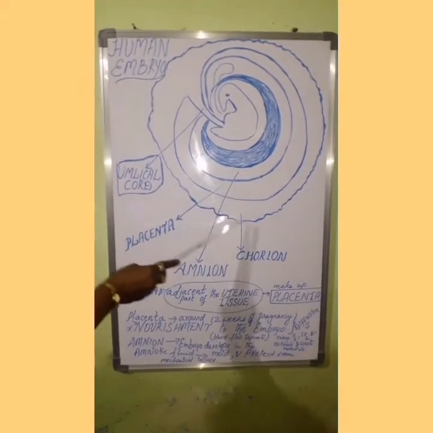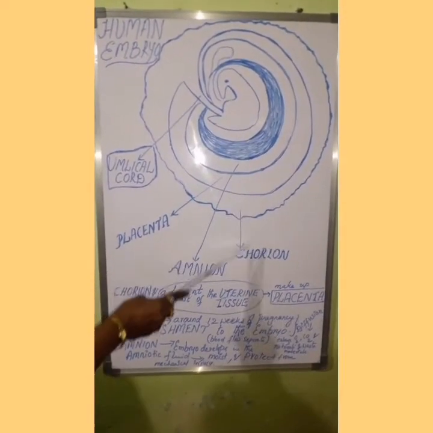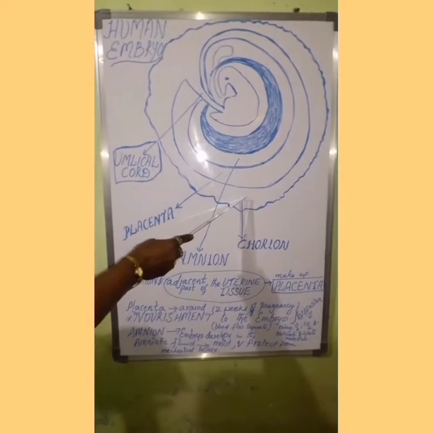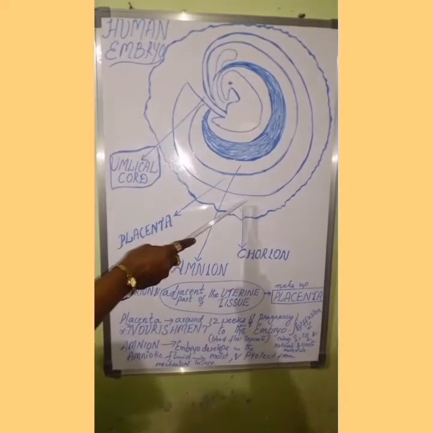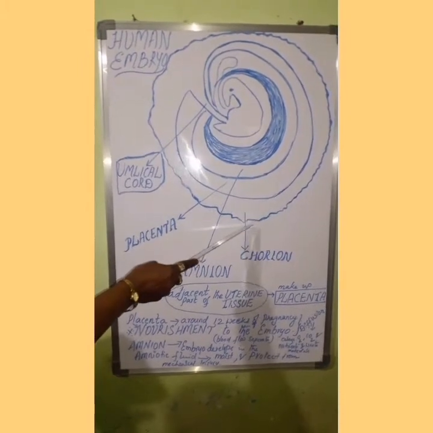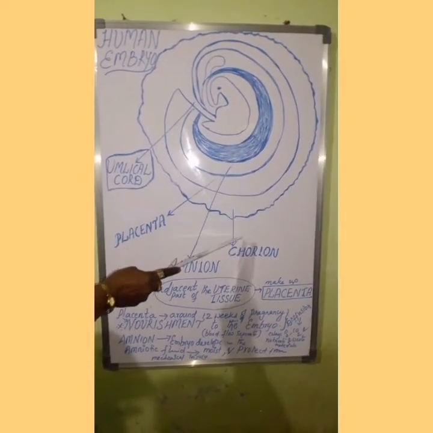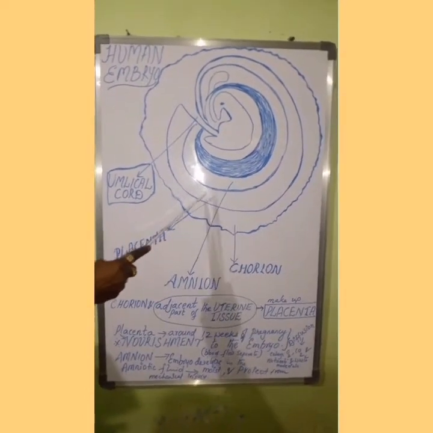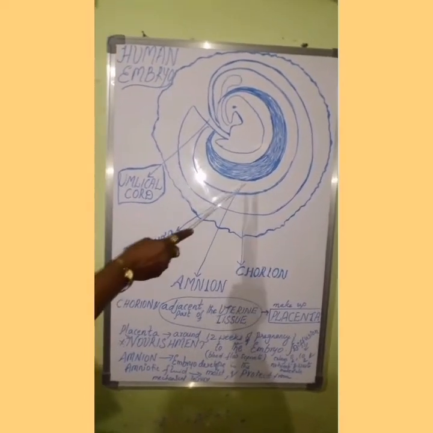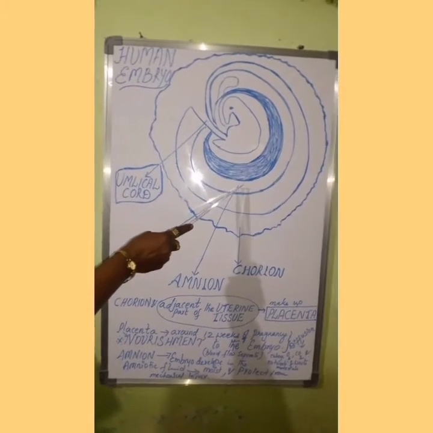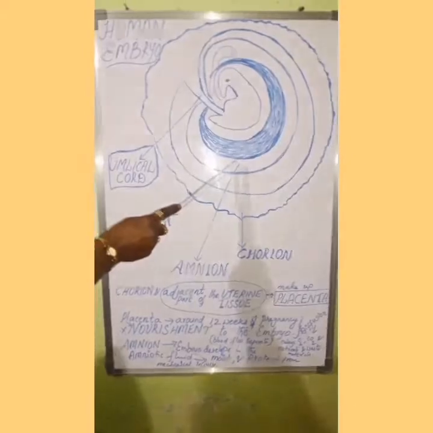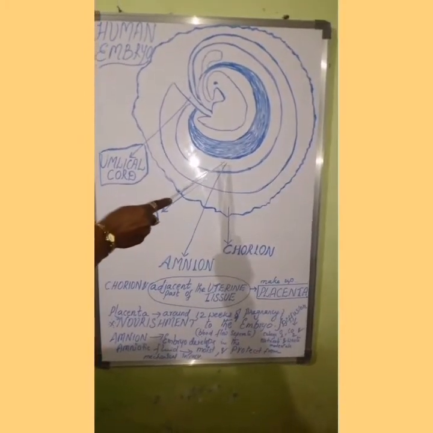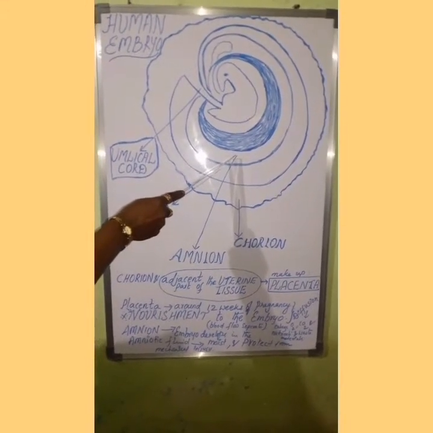So the importance of this chorion is that the tissues of the chorion and the adjacent part of the uterine tissue make up the placenta. The placenta is the next membranous structure. Now let us see the importance of the placenta.